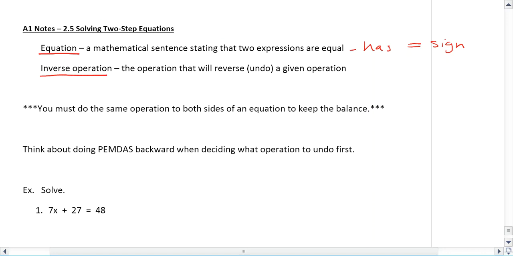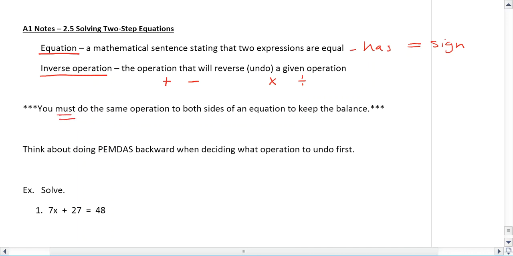An inverse operation is an operation that will reverse or undo a given operation. We need to know that adding and subtracting are inverses of one another, and multiplying and dividing are inverses. That's what we'll be using in our undoing method. Later on, you'll learn that the inverse of squaring x would be to take the square root of both sides. We'll keep adding to your skills of the undoing method to undo the same thing to both sides, which is written here with some stars, so you know it's important.